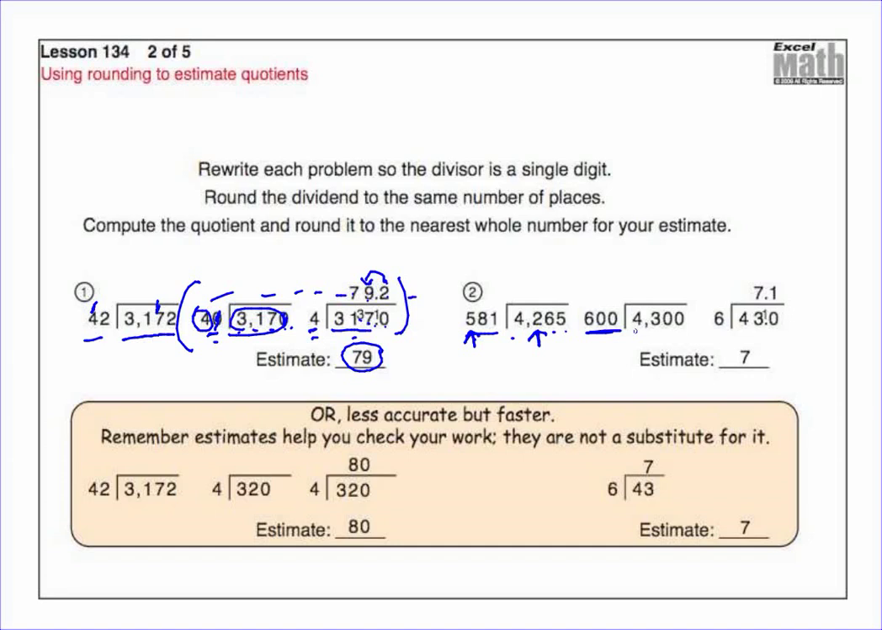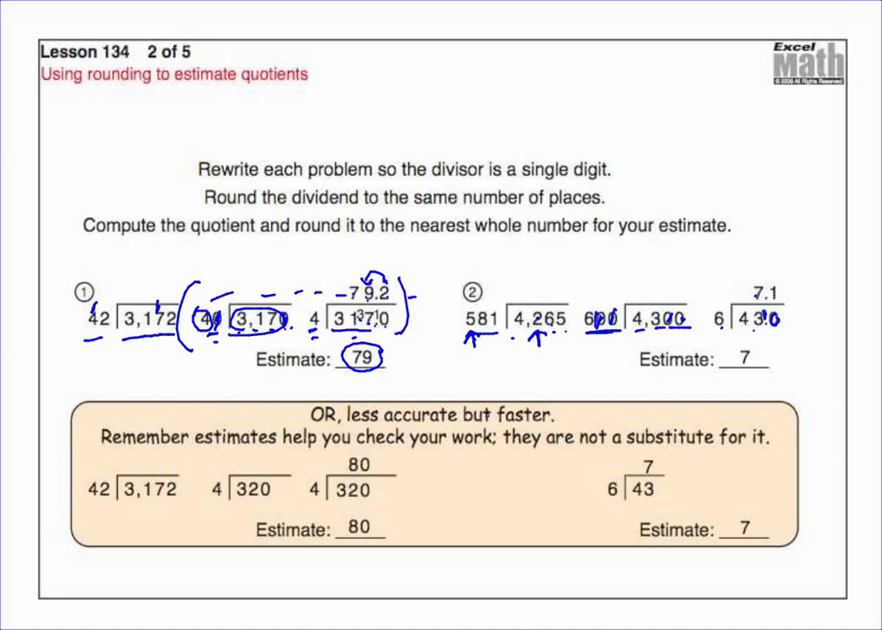4,265 rounds to 4,300. That 6 tells the 2 to bump up to a 3. Then I'm going to get rid of 2 zeros on each side, and the problem becomes 6 into 43, or 43.0. 6 goes into 43 7 times. That's 42. So remainder of 1. 6 goes into 10 one time. 7.1, which rounds off to 7.